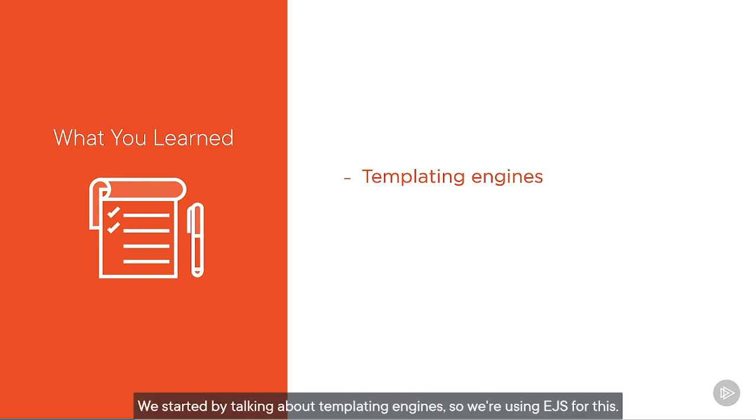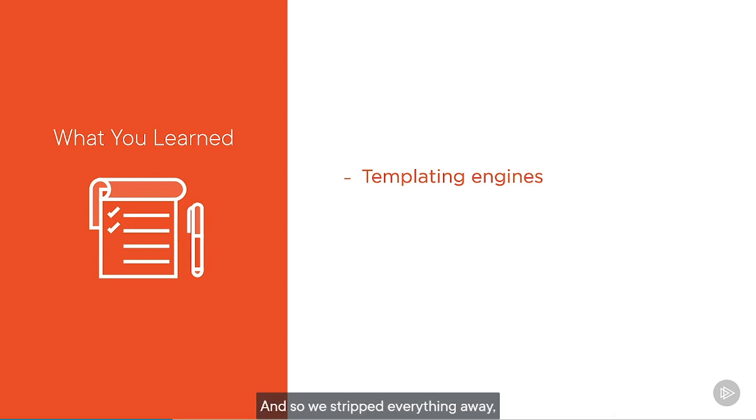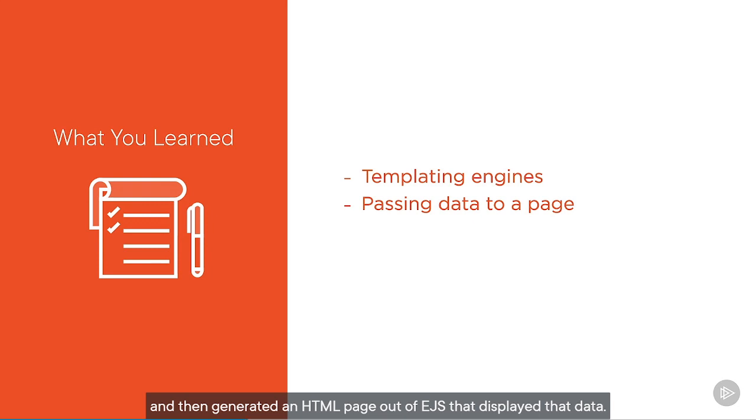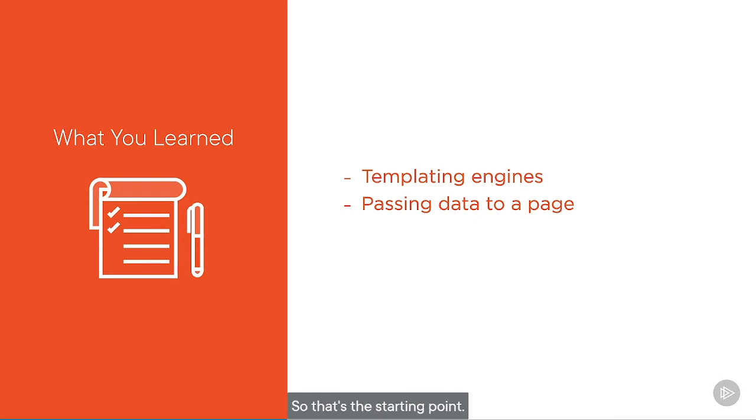We started by talking about templating engine. So we're using EJS for this. And so we stripped everything away. It's a very simple EJS page that we passed things into and then generated an HTML page out of EJS that displayed that data. So that's the starting point.